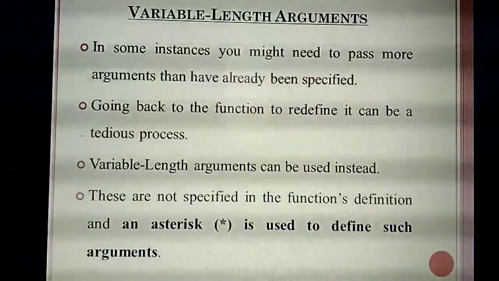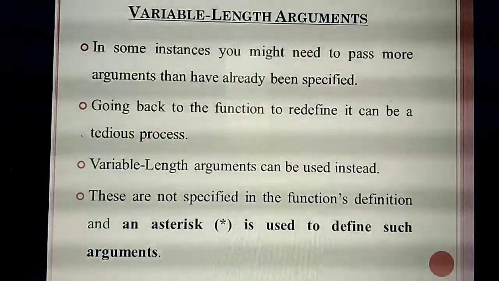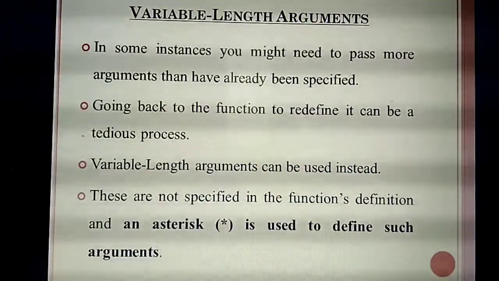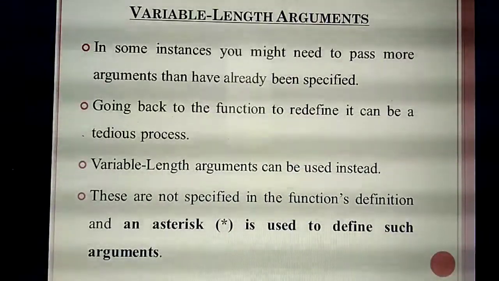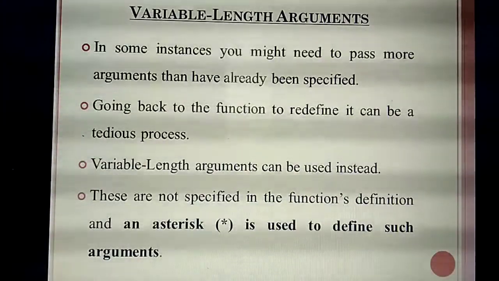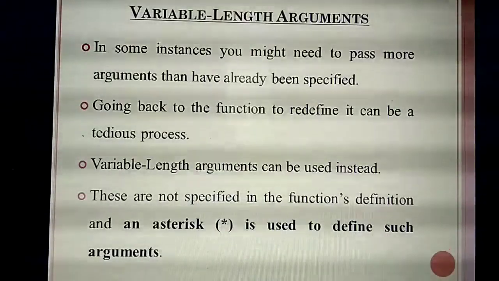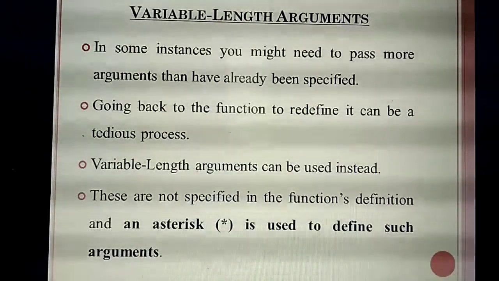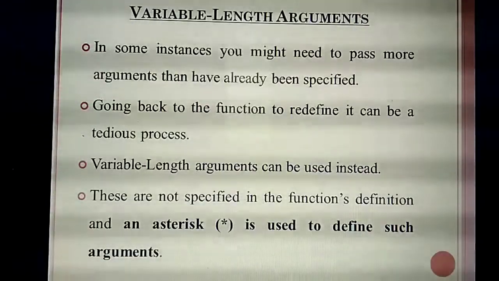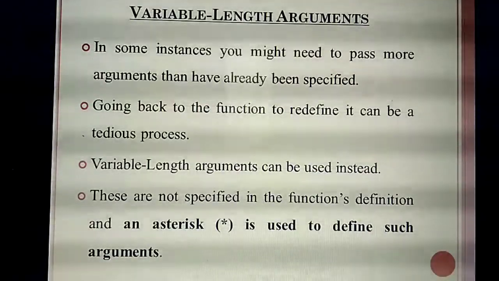Understand? So the next thing is variable length arguments. What do you mean by variable length? The name itself has length in it, so it is regarding some length of arguments. Before this, you have studied three kinds of arguments: required arguments, keyword arguments, and default arguments.